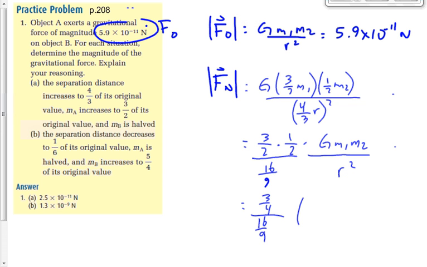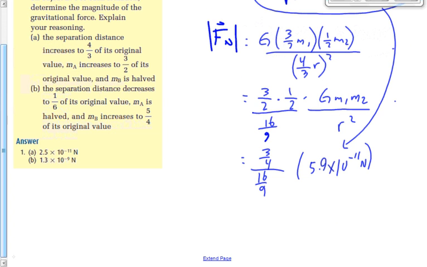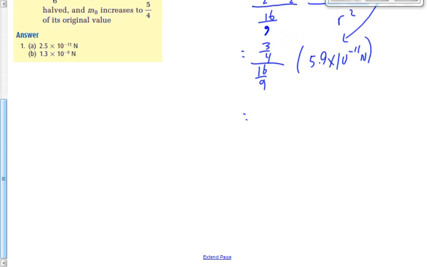And look, we know the value of G m1 m2 over r squared, the first thing we wrote down. So let's just sub that in now. Now, we can simplify this a little bit further if we want to, or we can just plug in the numbers as we have them in our calculator. 3/4 divided by 16 over 9 is the same as 3/4 times 9 over 16. When we divide by a fraction, we multiply by the reciprocal, or we can plug the numbers into our calculator using brackets, and get the same thing. Multiply those numbers together, and we end up getting 2.5 times 10 to the minus 11 newtons.